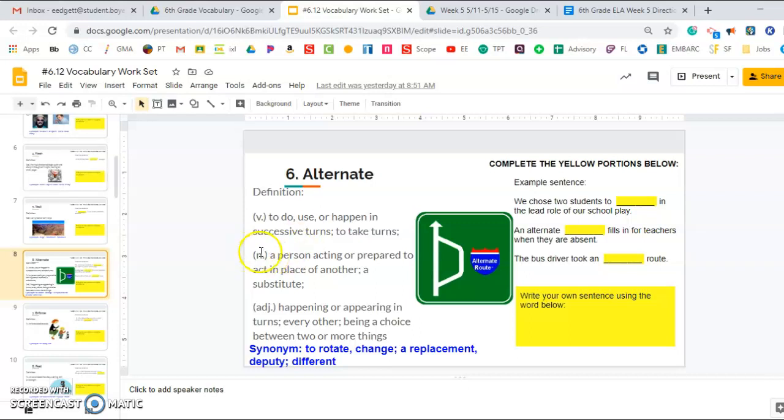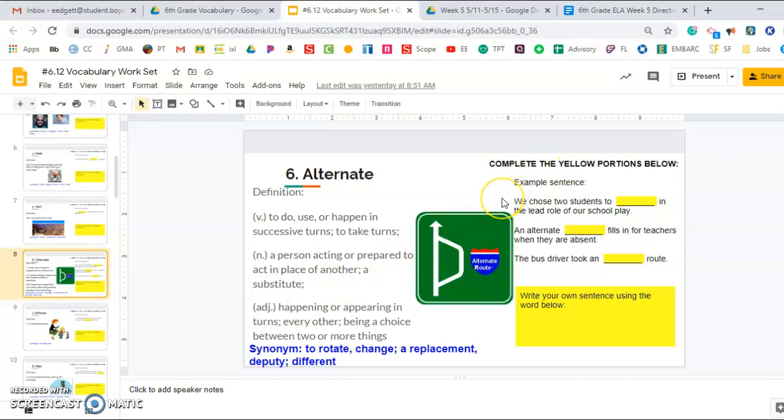An alternate as a noun. This would be a person who's acting in place of another. It's like a substitute. There was an alternate teacher for Mrs. Landis. As an adjective, it's happening or appearing in turns, every other, being a choice between two or more things. My mom chose the alternate car to take to the beach.